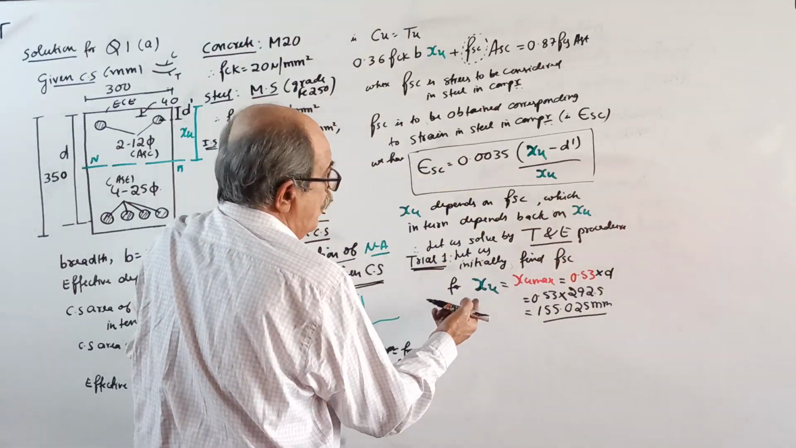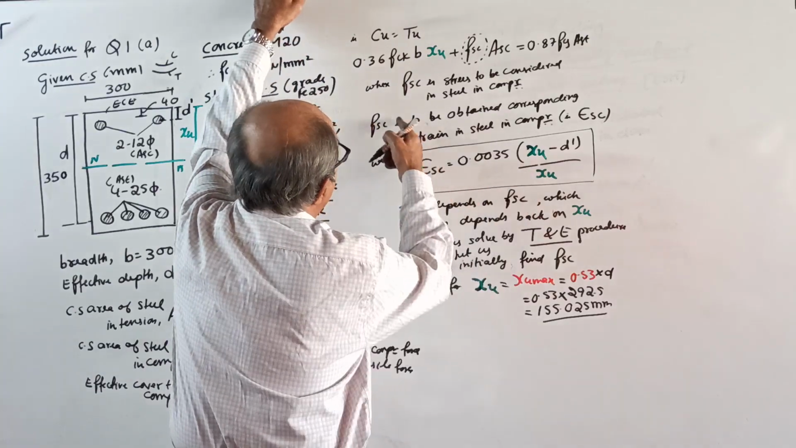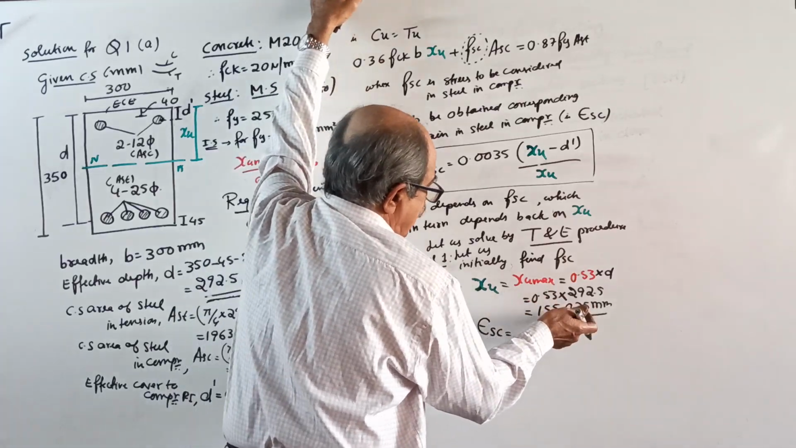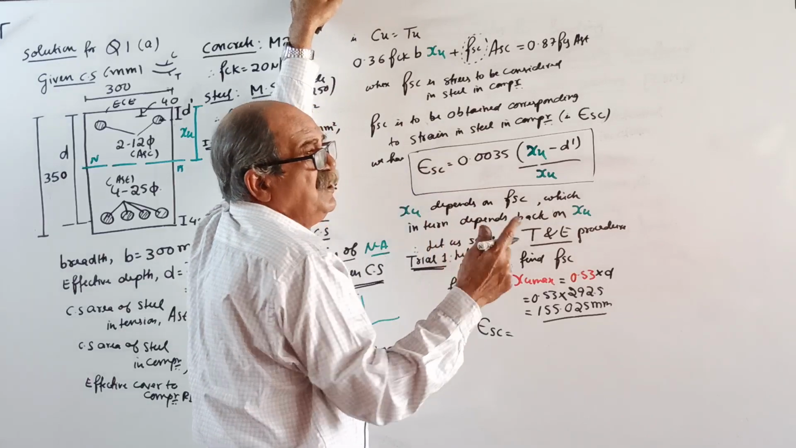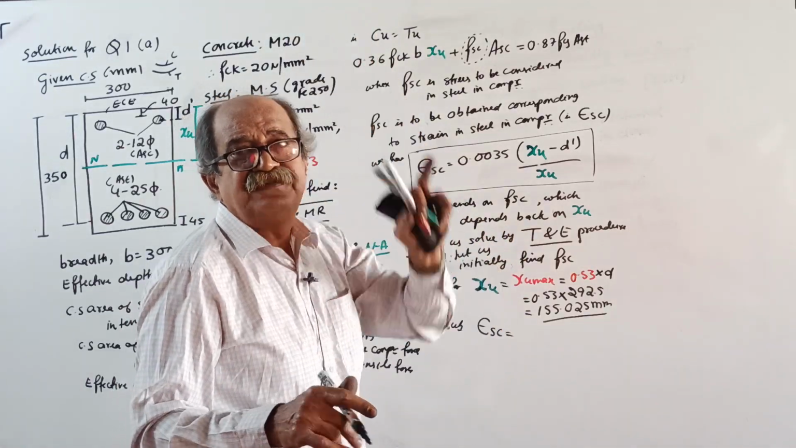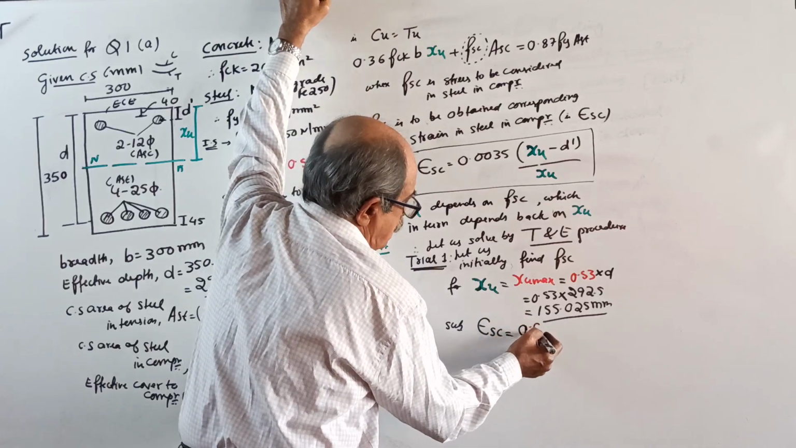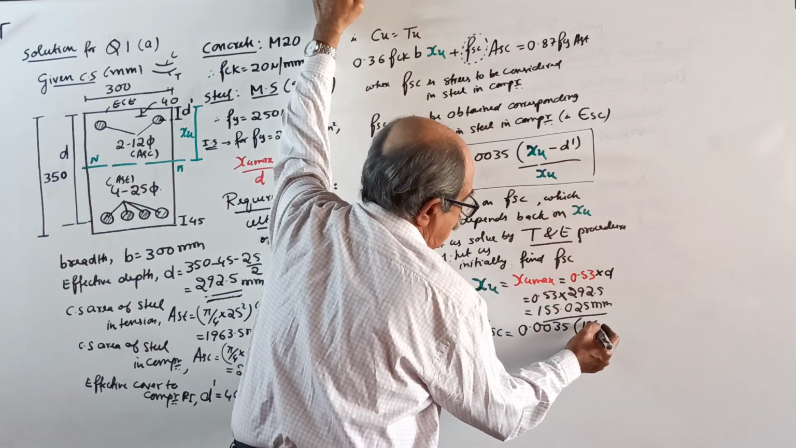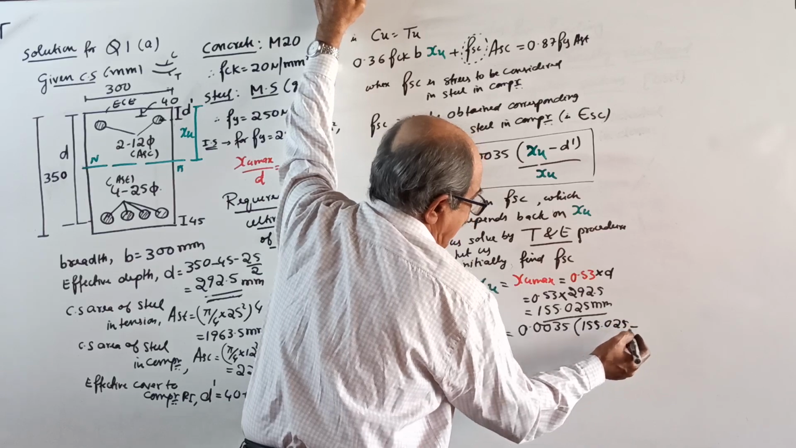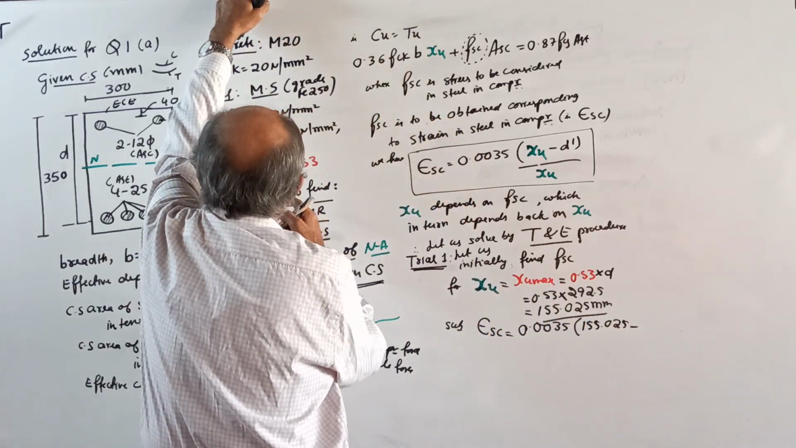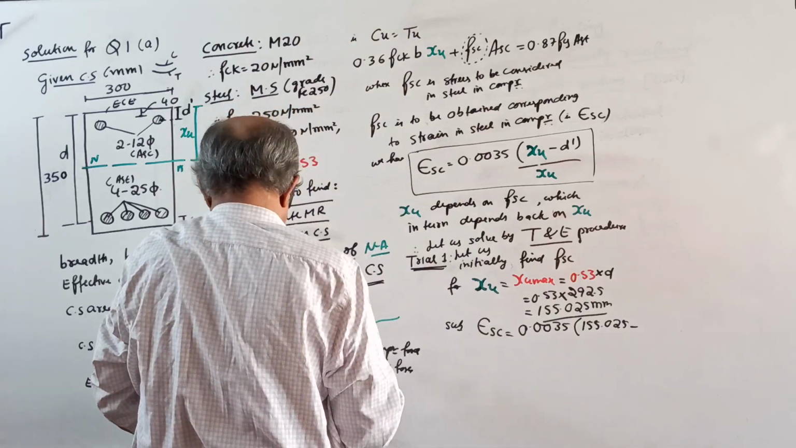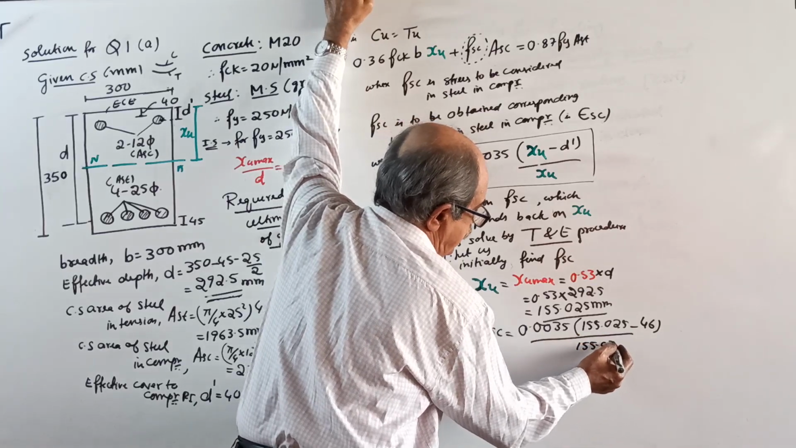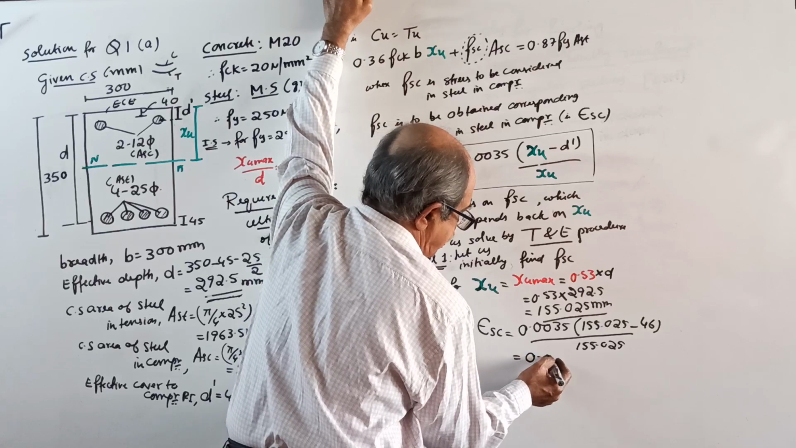Trial 1. Now for this XU, you find FSC. Substituting, we get epsilon SC equal to, for this XU, you find epsilon SC, then using the procedure given in the previous classes, find FSC. Epsilon SC equal to 0.0035 into XU equal to XU max, 155.025. Remember, this may be correct or wrong, minus D dash. Where is D dash? D dash is somewhere here, 46. Minus 46 divided by 155.025.